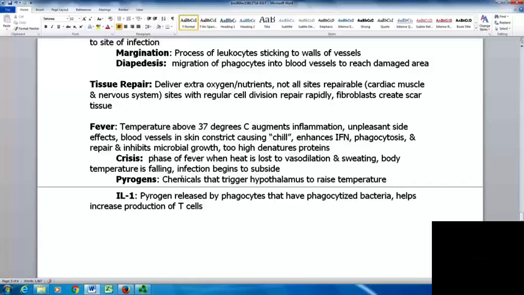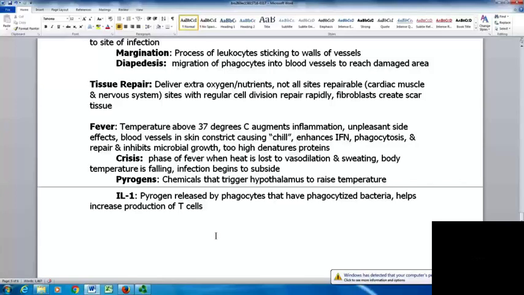Fever can be important as well. It's a temperature above 37 degrees Celsius. It can augment inflammation. It does have some unpleasant side effects. The blood vessels in the skin constrict, causing a chill. It will enhance interferon, which will make you feel lousy, lead to phagocytosis, repair, and inhibition of microbial growth.